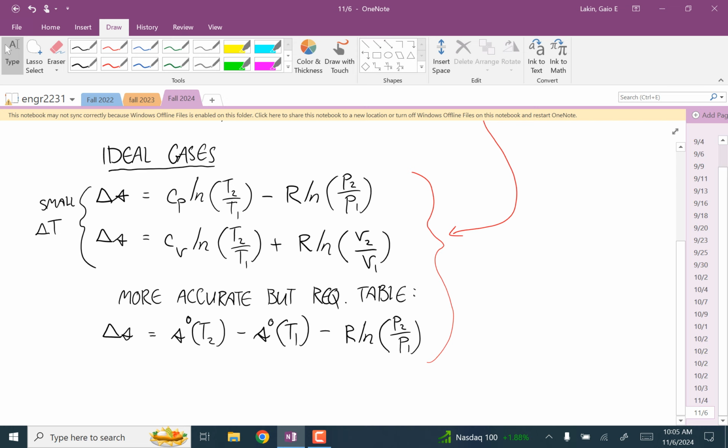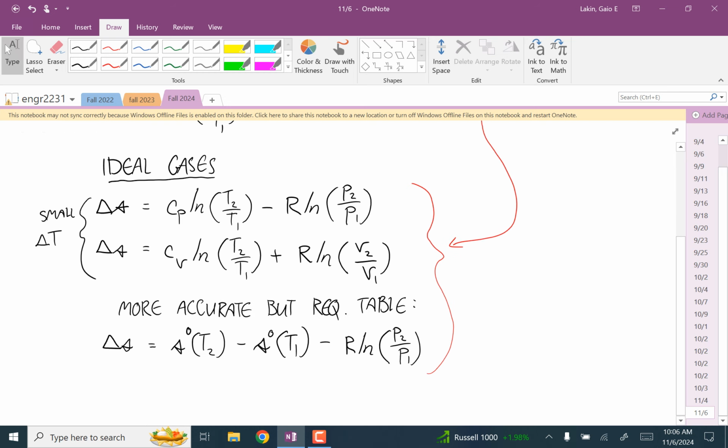And so notice that the first one for small temperature change is the same thing as this. The only difference was when we did the integral, we got this first small delta T equation by assuming Cp was constant, so we could do the integral by hand. This does the integral including the changes in Cp over the temperature range.